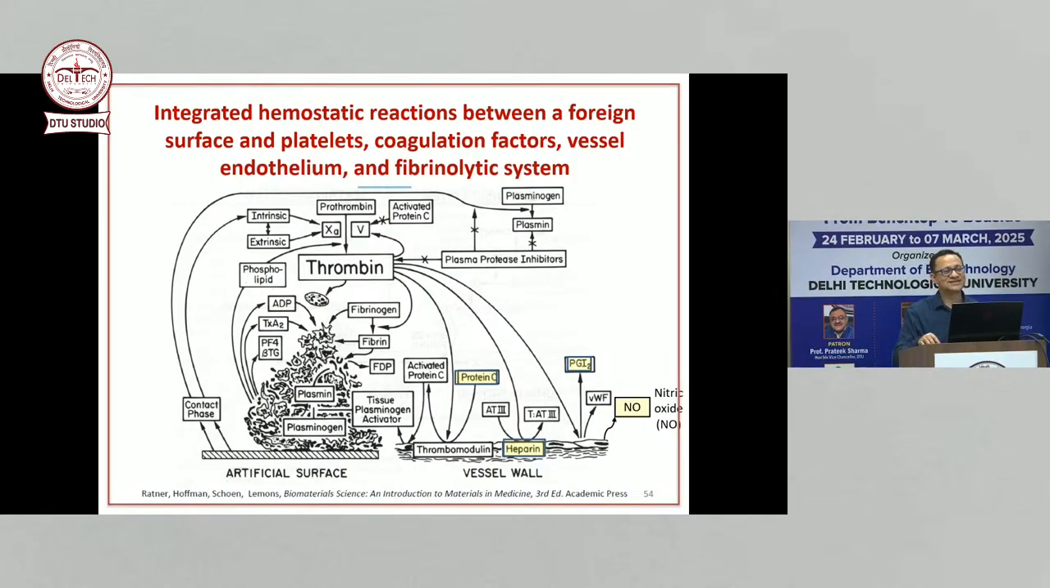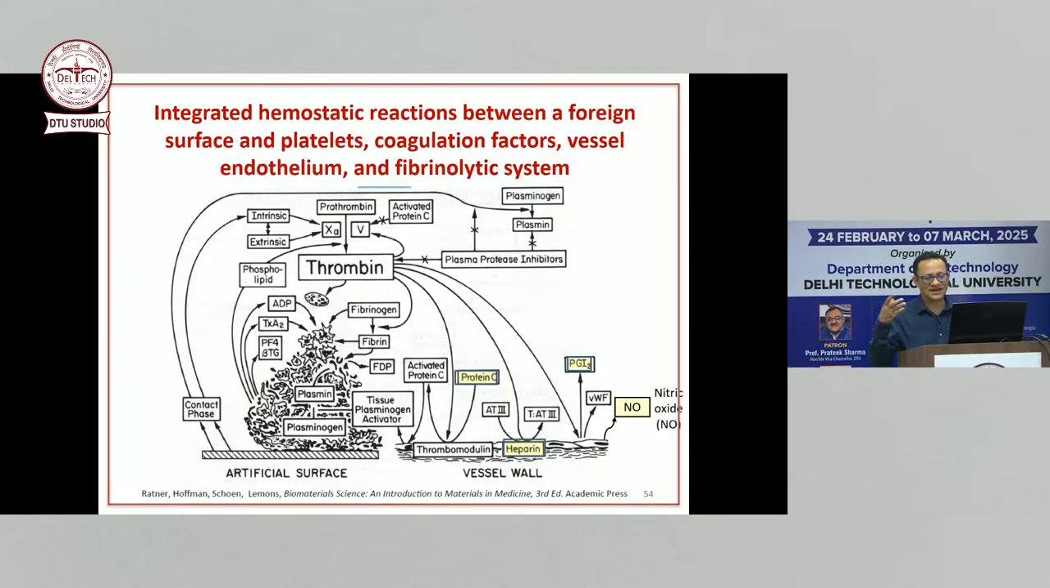So prostacyclin, it prevents platelet activation, a vasodilator. Nitric oxide, we will talk a lot about it. Heparin, we know heparan sulfate and heparin, it prevents clotting from happening. Protein C, we also said when thrombin starts binding to the endothelium cells, it increases protein C, which starts inactivating clot.